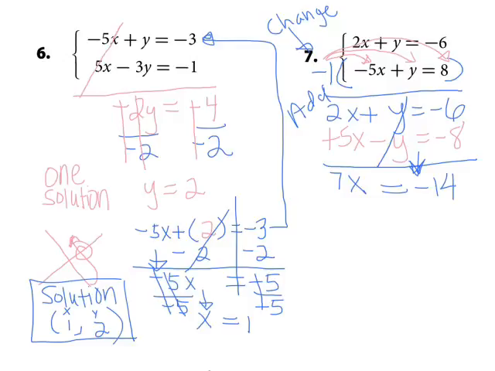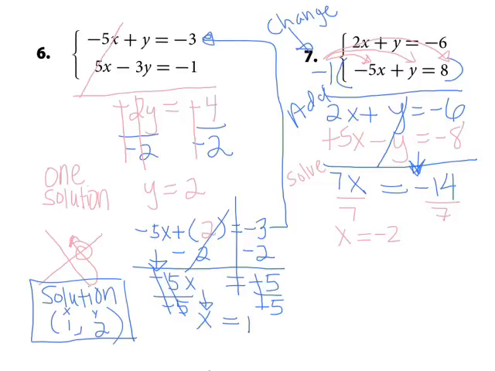So the next step would be for me to divide, because I'm going to solve. So your next step is to solve. And we are going to divide both sides by 7. And that's going to give us x is equal to negative 2. So I know again that I'm going to have one solution because I got a value for x.